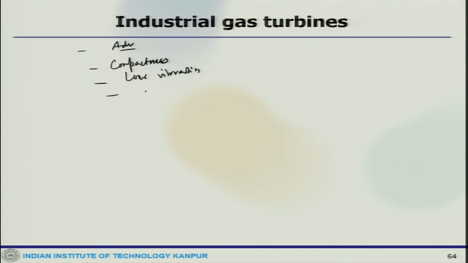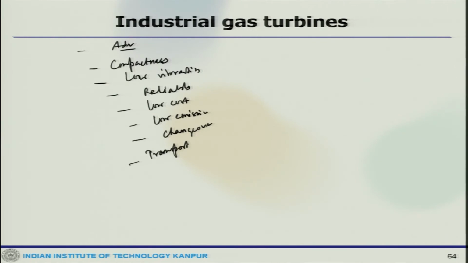Then low vibration, reliable, then low cost per kg at larger size, and low emission, that is very important. Then fuel flexibility, changeover from one fuel to another, transportation, and on-site maintenance. So, these are very important features or advantages, but obviously there are some special applications.